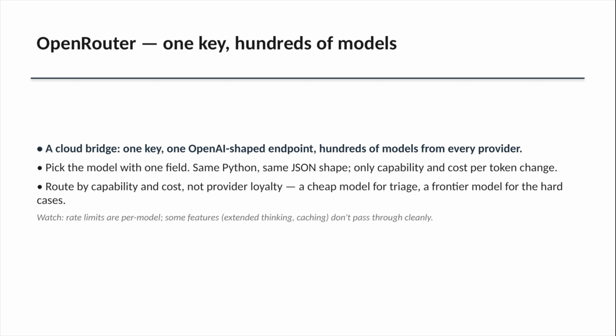OpenRouter is a cloud bridge. One key, one OpenAI-shaped endpoint, and a catalog of hundreds of models from every provider. You pick the model with a single field. The same Python code calls Claude one minute and Llama the next. Only the capability and the cost per token change. So you route by capability and cost, not by provider loyalty.